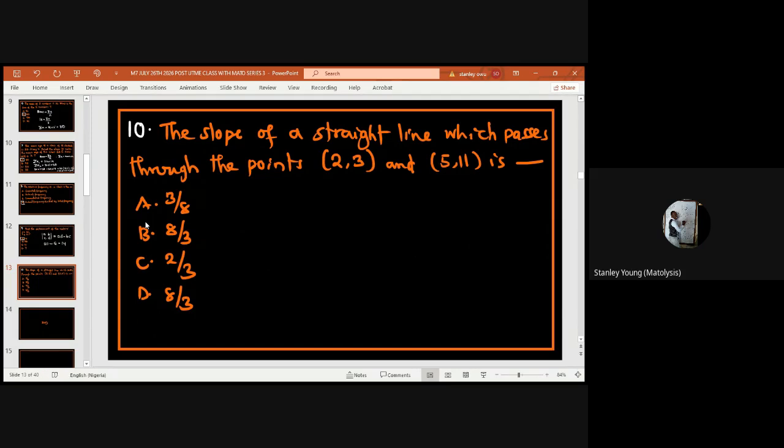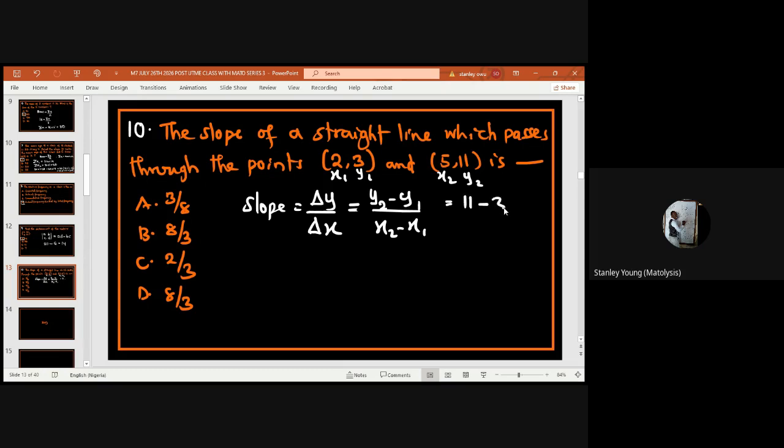And lastly, this question wants to find the slope of a line given 2 points. When you're given 2 points like that, the slope is simply change in y over change in x. You know this from elementary school. So this is y2 minus y1 over x2 minus x1. You can choose to label as x1, y1, x2, y2, right? So by the time I do 11 minus 3 divided by 5 minus 2, on top you have 8 divided by 3. So the answer is 8 over 3, the slope of the line.